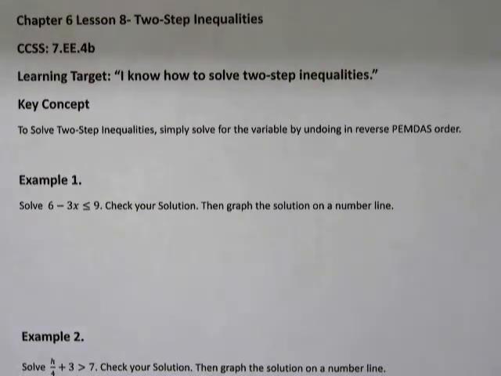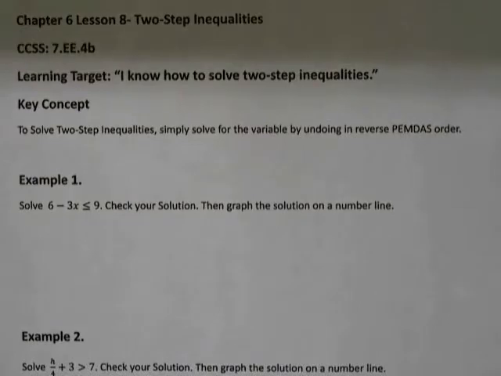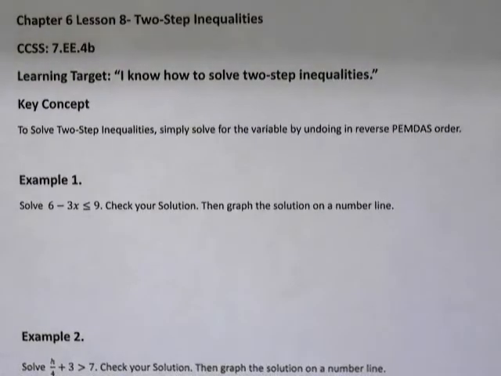So we're going to bring all that we learned in those one-step inequalities and apply them to these two-step inequality problems. So your key concept here is, to solve two-step inequalities, you simply have to solve for the variable by undoing in reverse PEMDAS order. Okay, so let's get right on it and look at example 1.